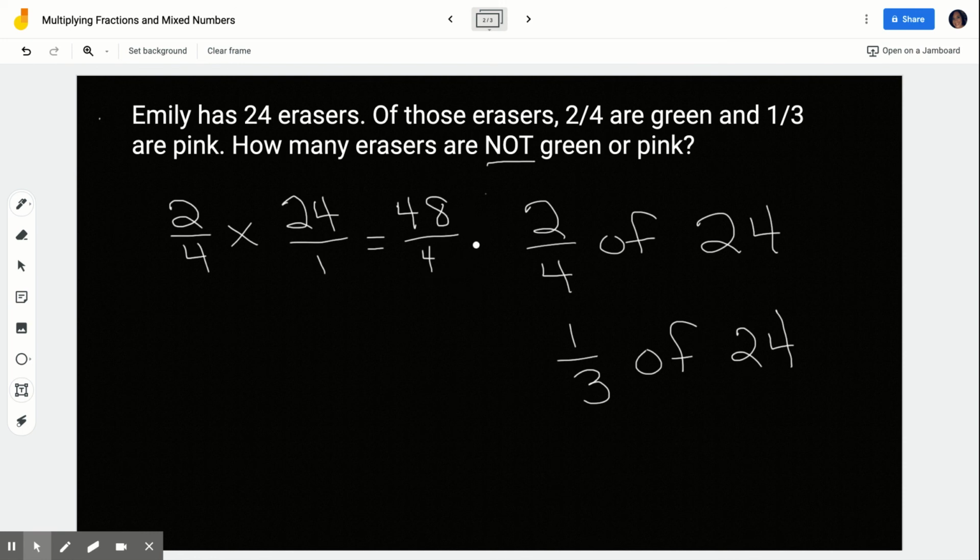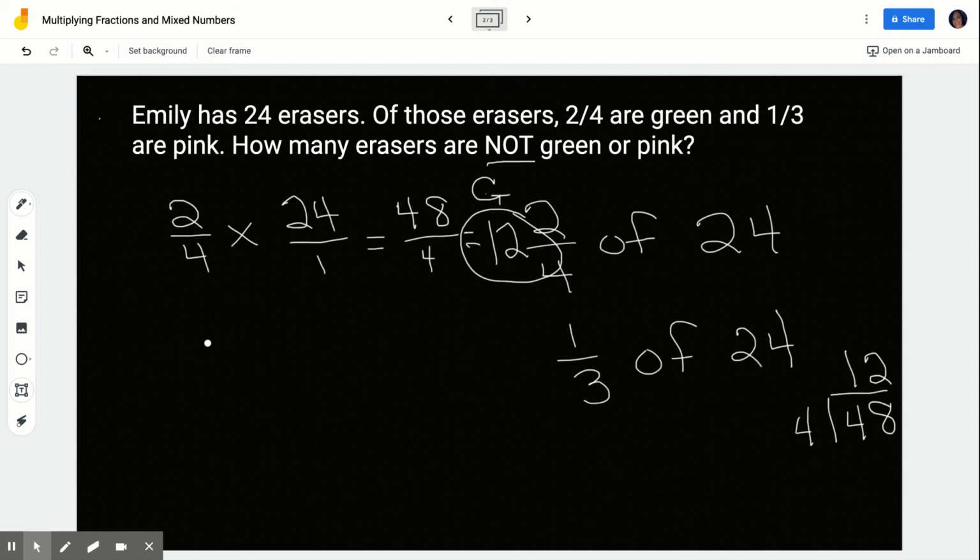Now, I know my fact families. I can ask myself what times 4 is going to equal 48. But if you need to work it out on the side, please do. The answer is 12, or the quotient is 12. So circle that. There are 12, and I'm going to put a G up here for green. So there are 12 green erasers.